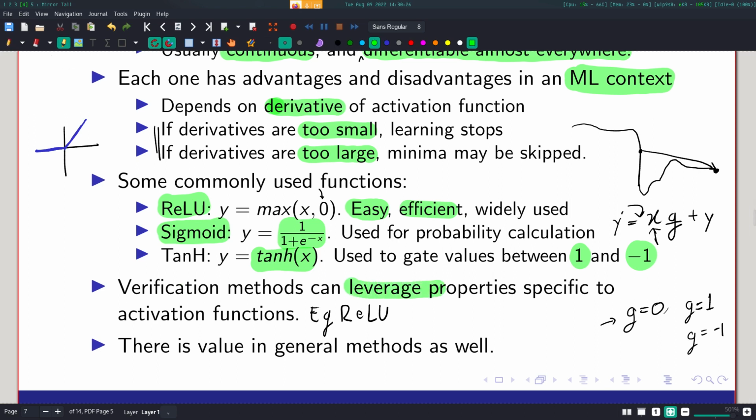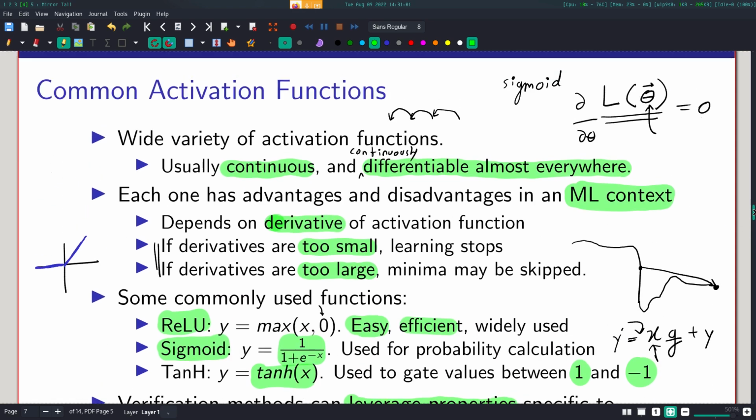And by leveraging these properties, these verification methods actually try to gain some advantage over what is otherwise a hard problem. But on the other end of the spectrum, there are also methods which are very general. And these are also good because then you don't need to worry about what activation function your neural network has. Can I use this method? Okay, my neural network has got this particular activation function, which means I cannot use this method. So there is a lot of value in general methods as well, right? And we'll see both of these varieties in later lectures.